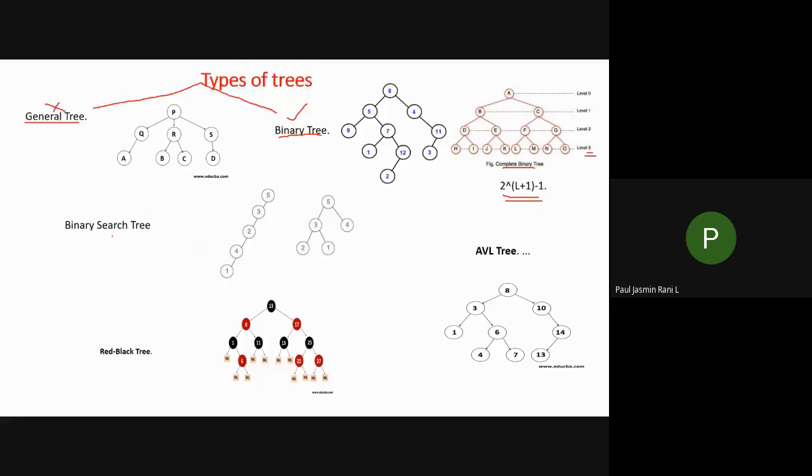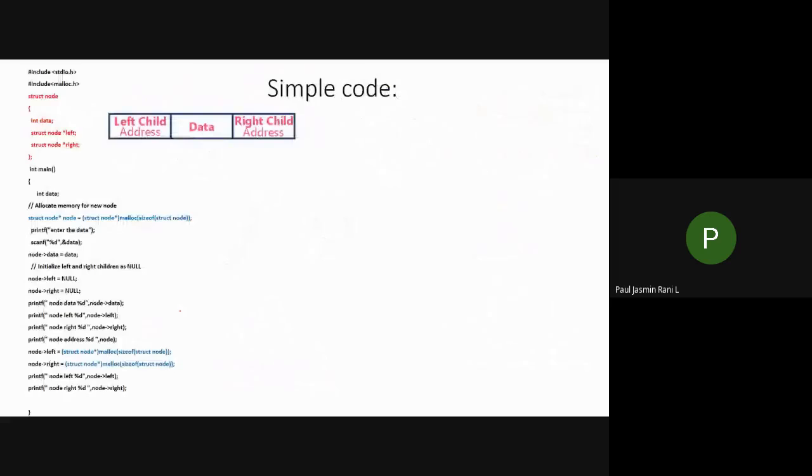Here also you had one problem: if you don't have a balanced tree, searching takes more time. Therefore we went for a balanced tree. One is the AVL tree, the other is the red black tree. So these are the different types of binary tree in tree data structures. I thought of explaining this simple code, but now we don't have time to explain it, so I will stop here. If you have any doubt, please ask me.